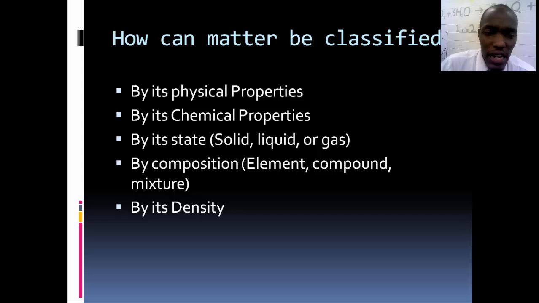And how can we classify matter? Well, matter can be classified because matter is such a wide array of things. Matter can be classified by its physical properties, by its chemical properties, by its state, whether it's a solid, a liquid, or a gas, by its composition, whether it's simply an element, a compound, or a mixture, and you can also classify it by its density, whether it's less dense or more dense than an object.